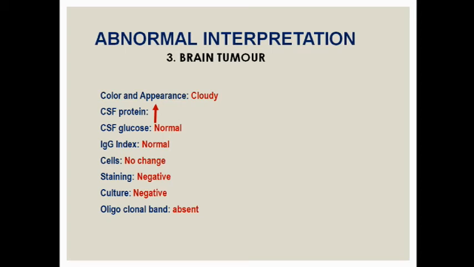Coming to the patient with a brain tumor, the proteins are going to be raised again. In a patient with brain tumor, the color and appearance will be cloudy, and CSF glucose is going to be normal, nothing to do with infections over here again. IgG index will be normal, there is no change in cells, and staining and culture are going to be negative. Oligoclonal bands are also absent in a patient with brain tumor.